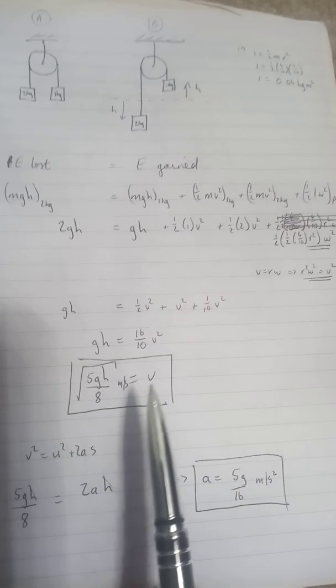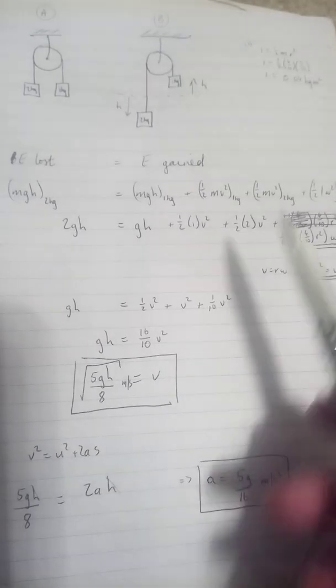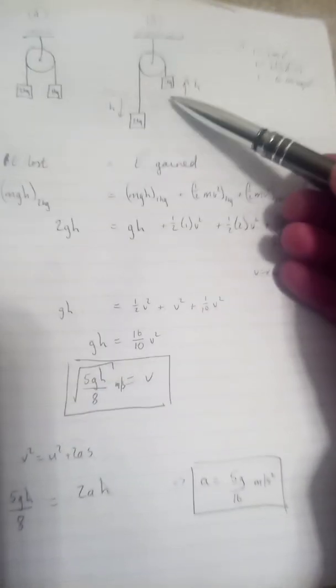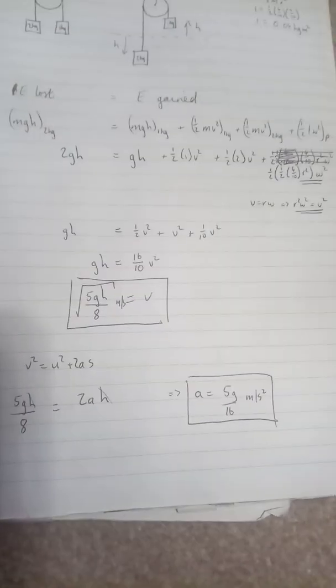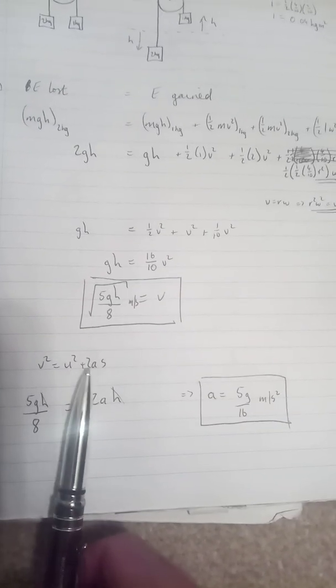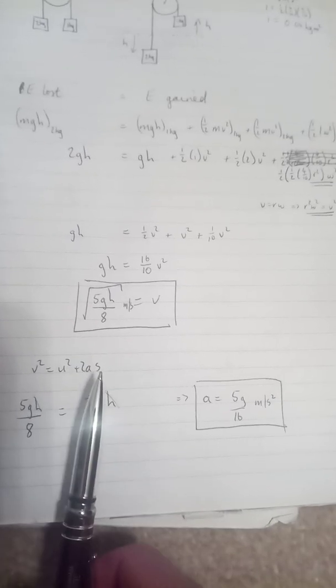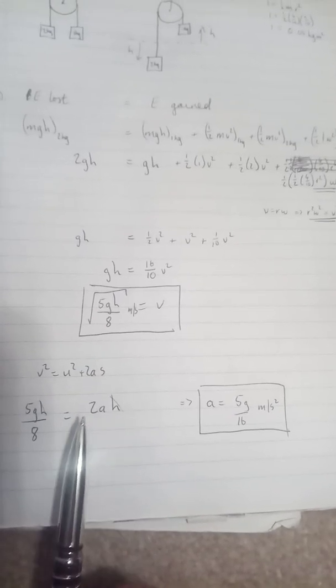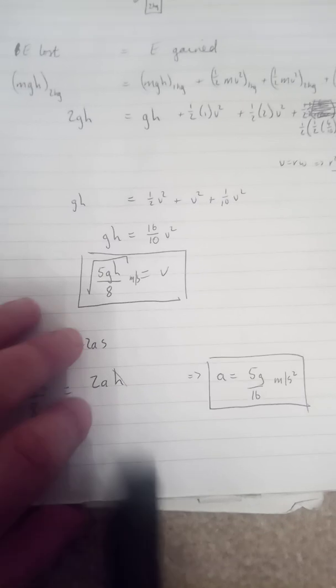So we're looking for v to start off with, and v works out as root 5gh over 8. So that's the speed of the two particles at any height along their motion. We're not looking for the velocity though, we're looking for the acceleration. So v squared is u squared plus 2as. Starts from rest, we're looking for a. v squared is that thing squared, and s is the height it falls through. So the 2h's cancel, and I get a is equal to 5g over 16. So that's the first two parts done.